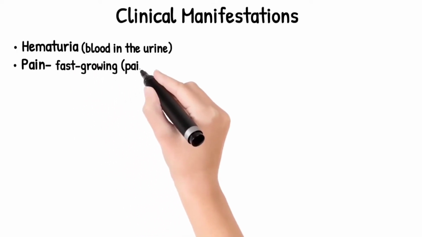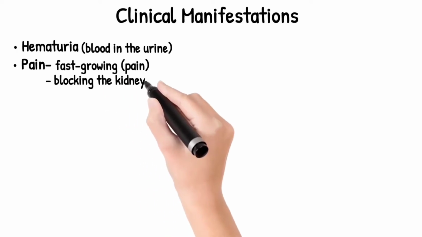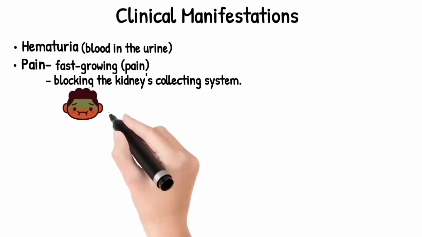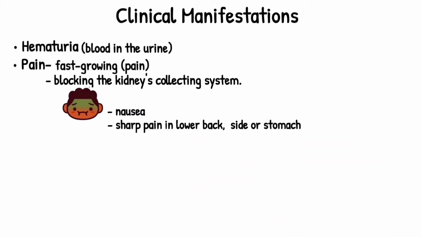If the tumor is fast-growing, it could cause pain by blocking the kidney's collecting system. This could cause nausea and sharp pain in your lower back, side, or stomach. Since these are also signs of kidney stones, you should see your urologist right away.